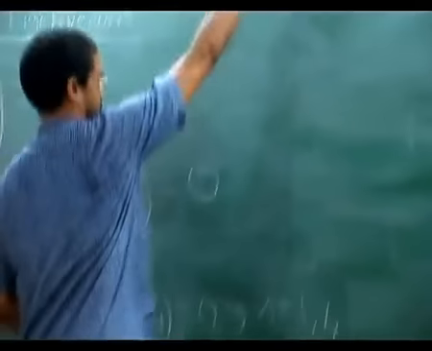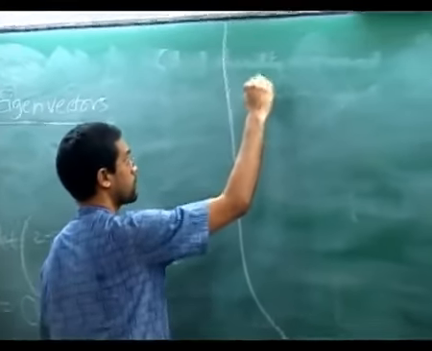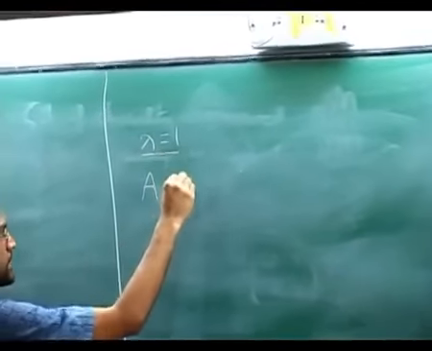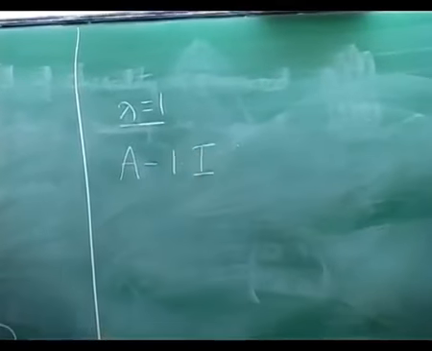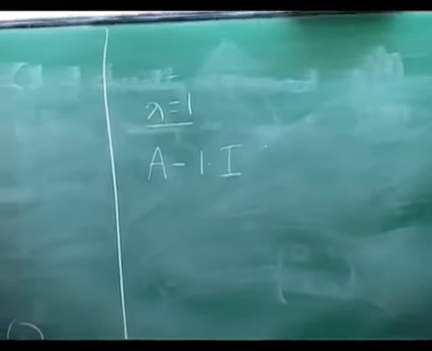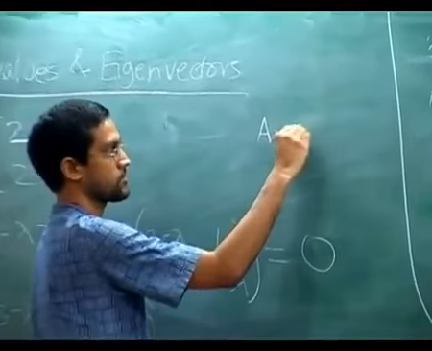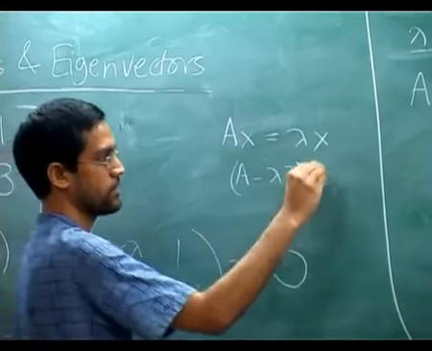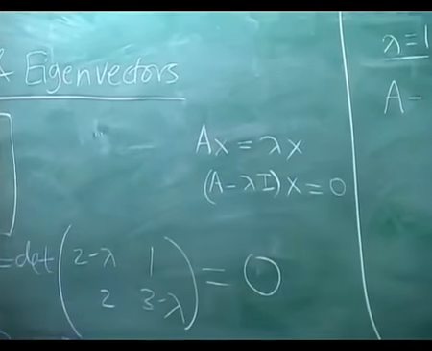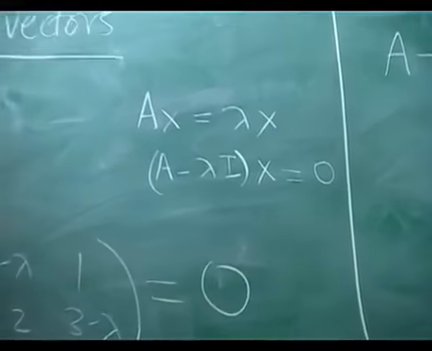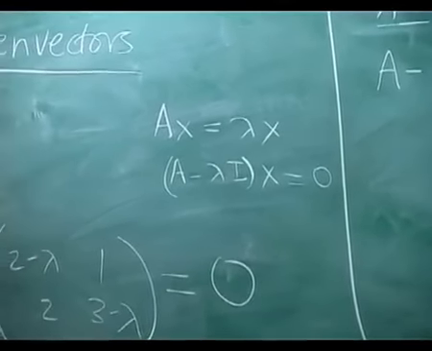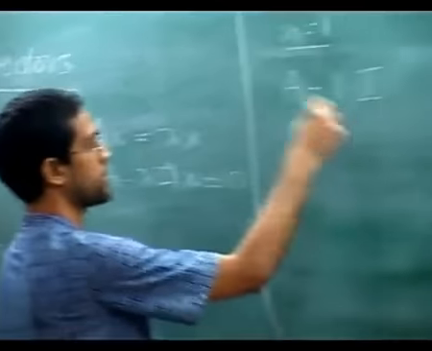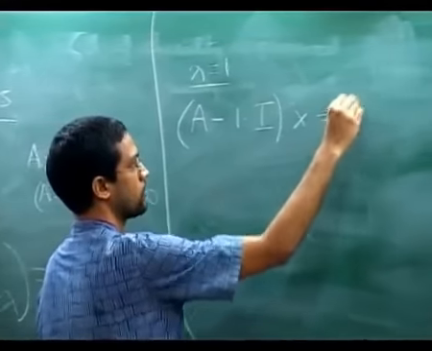So for example, if we take lambda equal to 1, we look at A minus lambda times identity. So lambda is 1 times identity, right? An eigenvector by definition is something which satisfies Ax is lambda x, or in other words, A minus lambda times identity should kill that vector x, right? So we are finding vectors which are in the null space of A minus lambda times identity. So let's solve this equation. So we have A minus 1 times identity times x is 0.